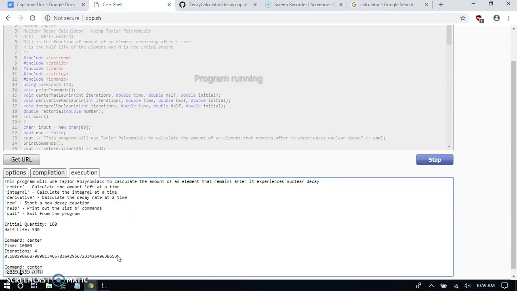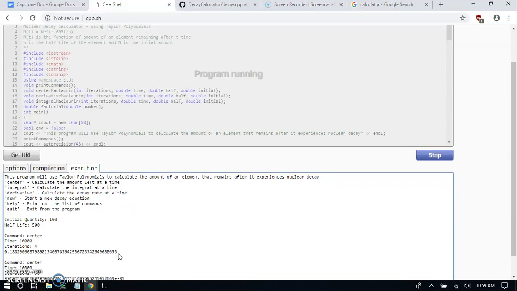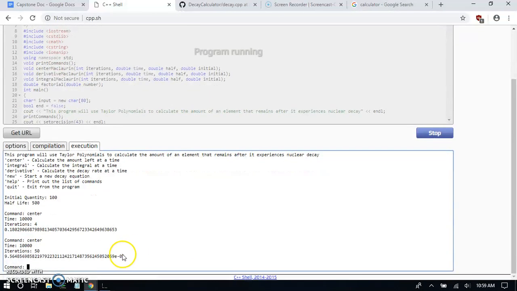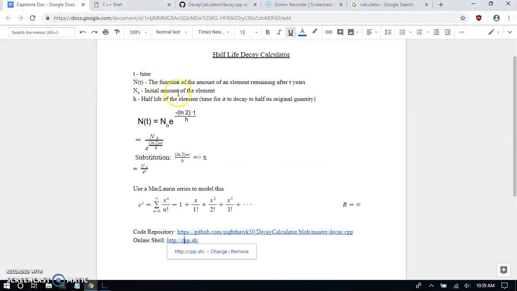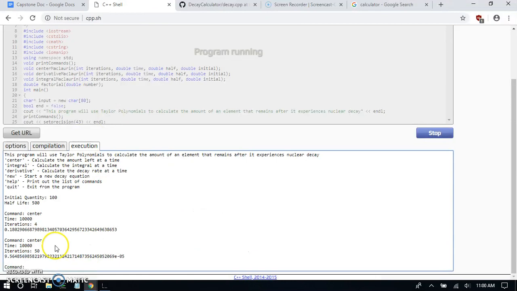So now let's use the same time that has passed, and let's call the iterations 50, because we can do that. So now we get this value. And we can test to make sure this is accurate by using the formula for half-life over here, and simply plugging in the values we entered here.